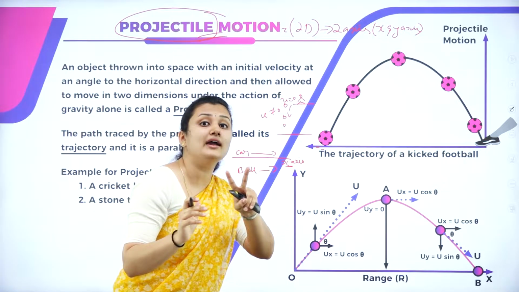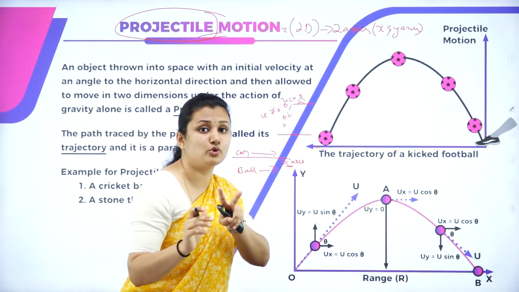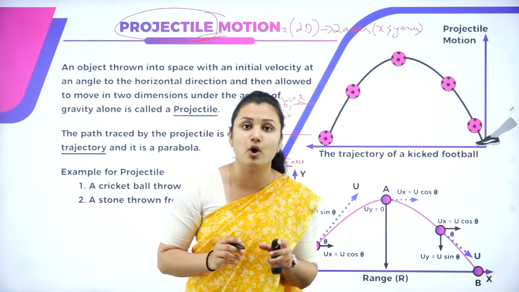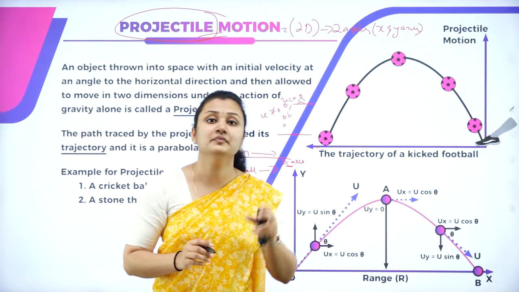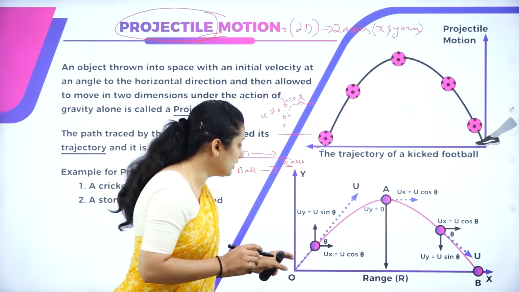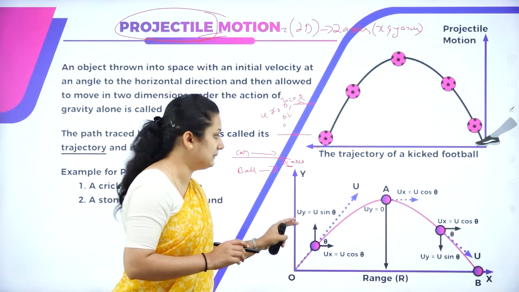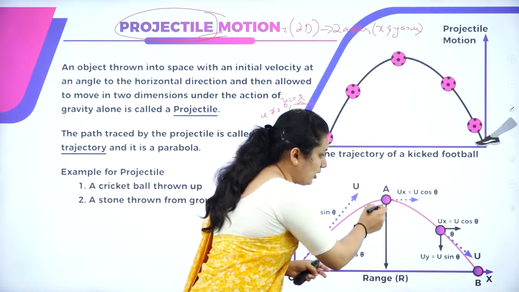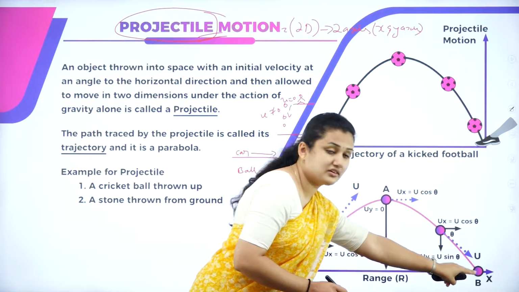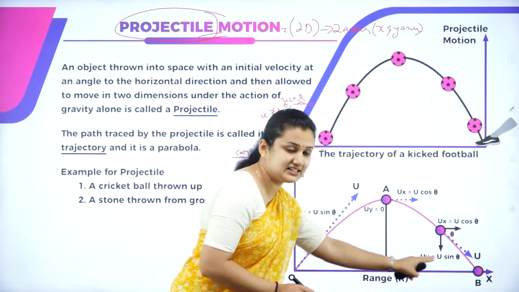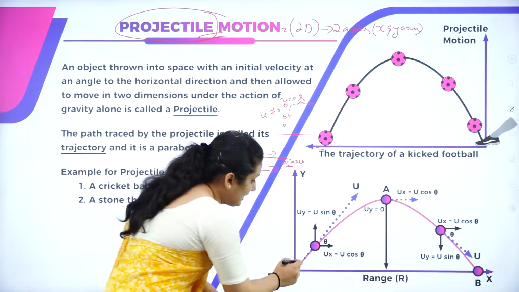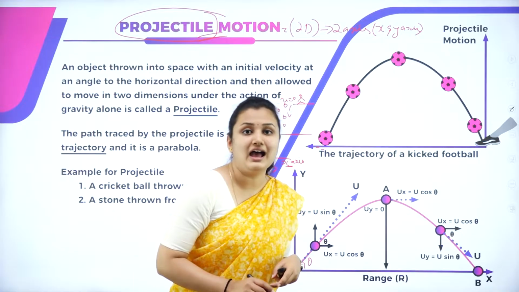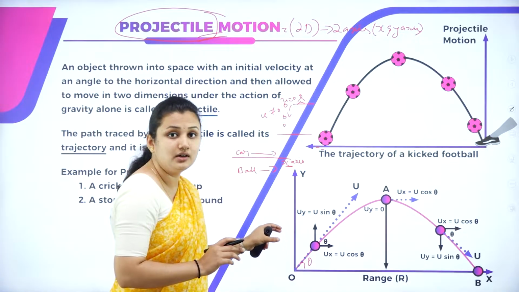Firstly, you can observe two kinds of motion here. The ball is moving along the vertical direction, that is, along the y-axis. Then it reaches a maximum height at this point, say A, and then the ball reaches back to the horizontal axis, making an angle theta with the horizontal axis.